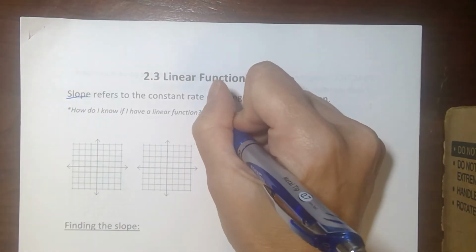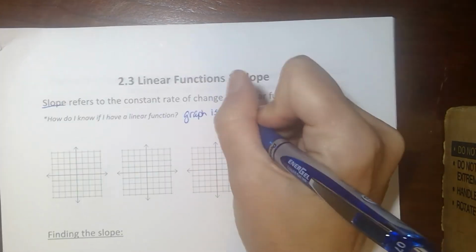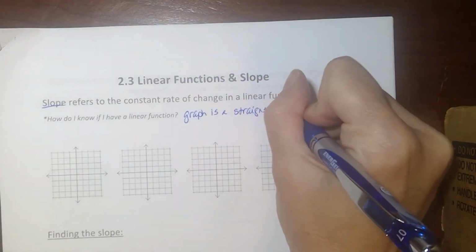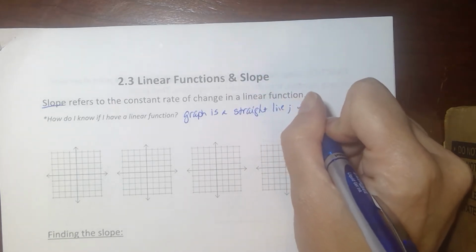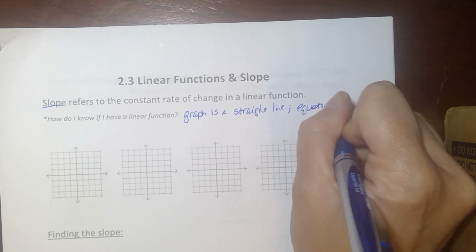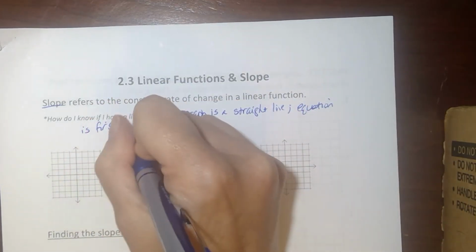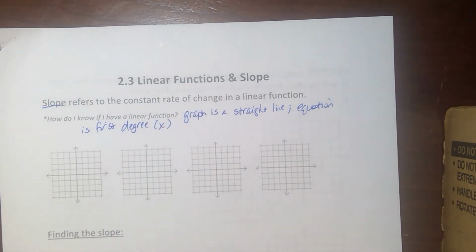Well, I have a linear function if I have a graph that is a straight line. My graph is a straight line. Or if I have the equation, that equation is first degree. So I just have x, not x squared or square root of x or anything along those lines.